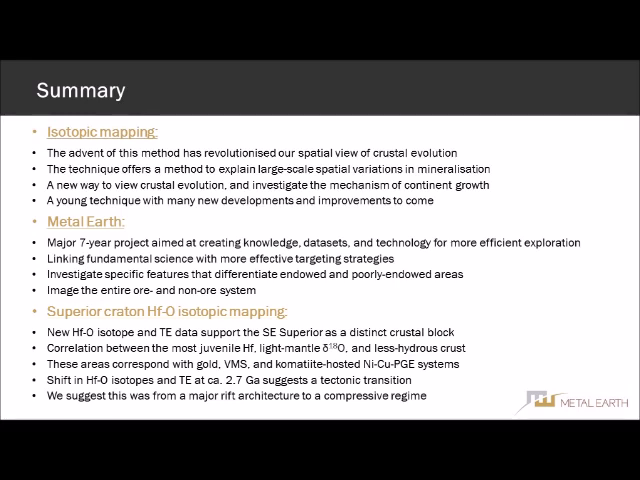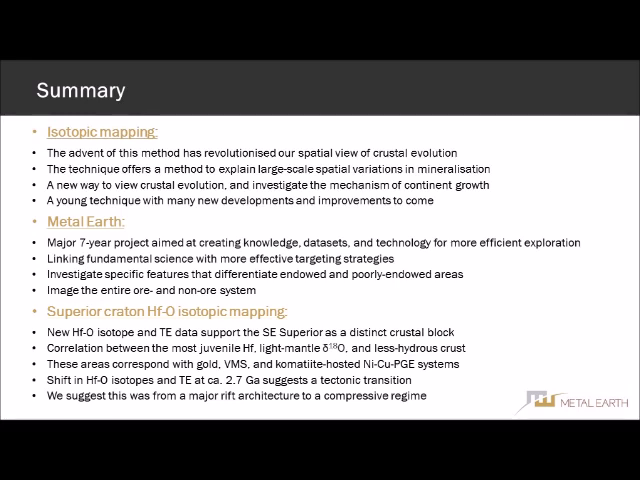And it's a pretty young technique, so there are many new developments to come, and many ways we need to make it better. But I think we've started in a good place, especially from the GIS component. We need to improve the quality of the data, but we can also improve how we display it. So going back to Metal Earth, as I said, it's a major 7-year project that's only been going for a few years. And ultimately, we're looking at collecting big data sets that have high value that we can hope to increase the efficiency of exploration, essentially.